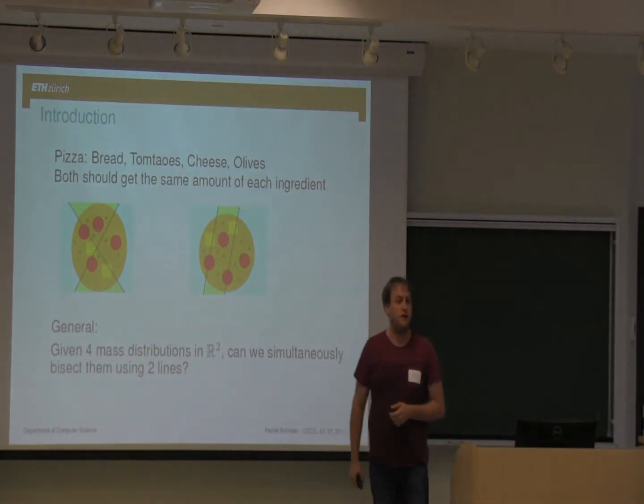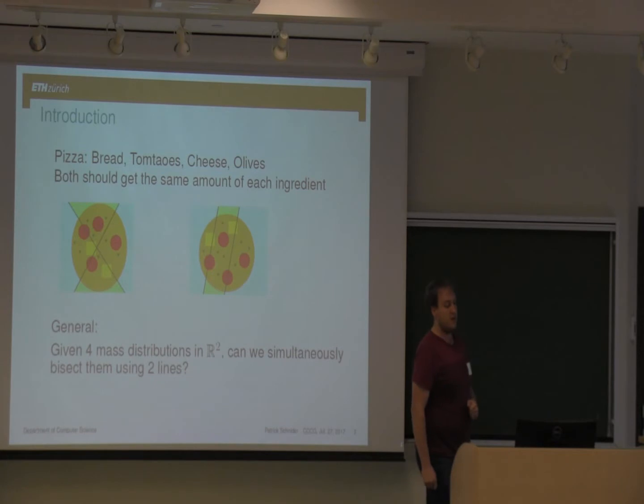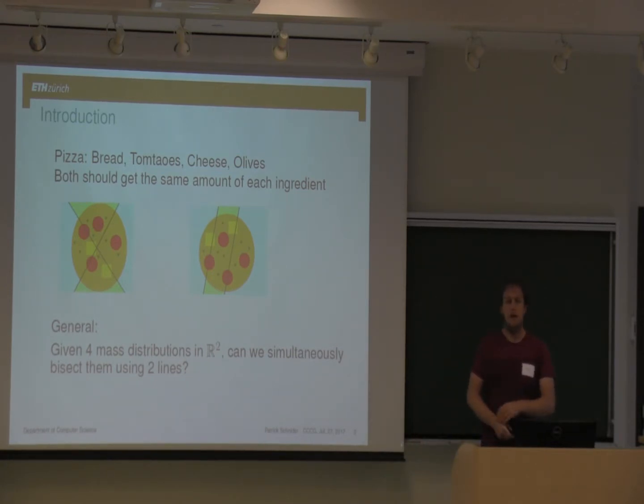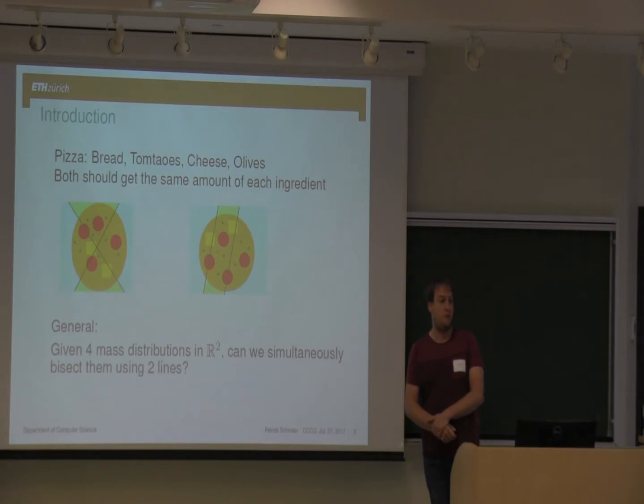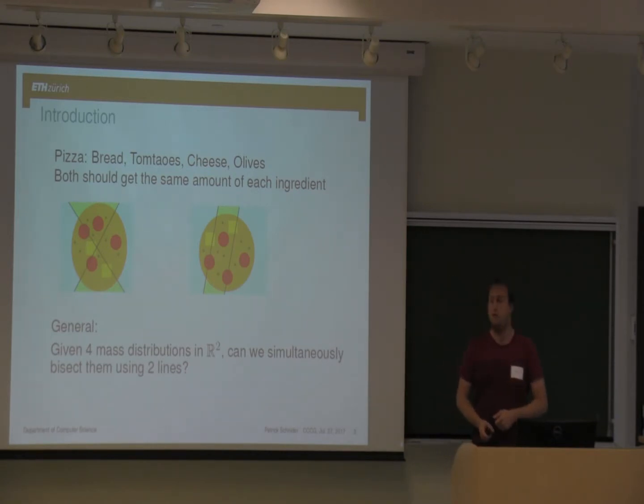So imagine that you have a pizza, which consists of a pizza bread, some tomatoes, some cheese, and some olives. So you have 4 ingredients. And you also have a friend. And you want to share this pizza in a fair way. So you both want to get exactly the same amount of bread, the same amount of tomatoes, the same amount of cheese, and the same amount of olives.